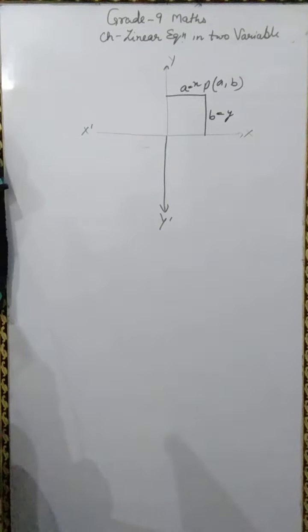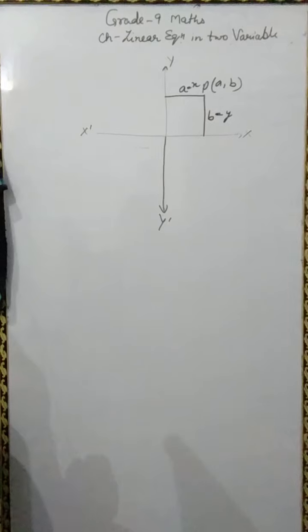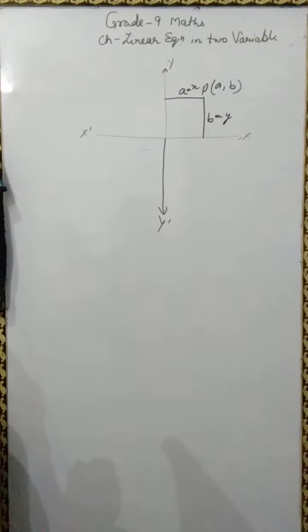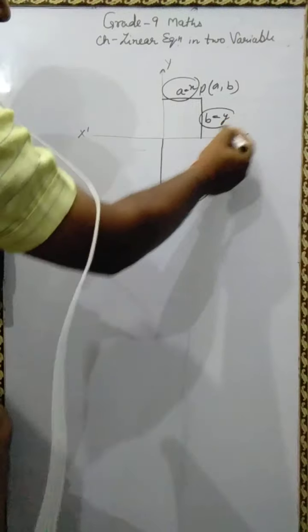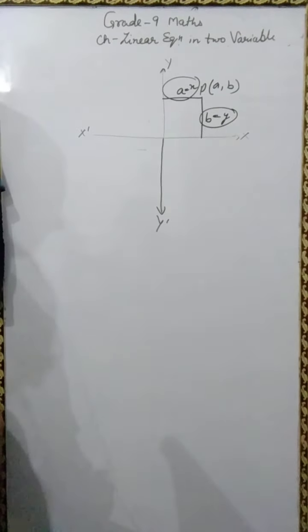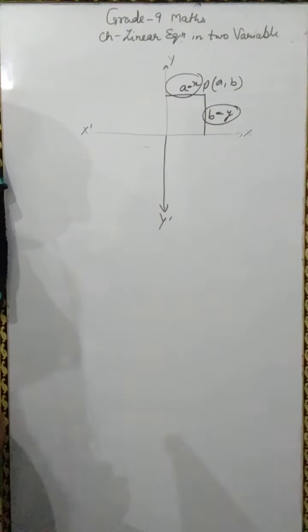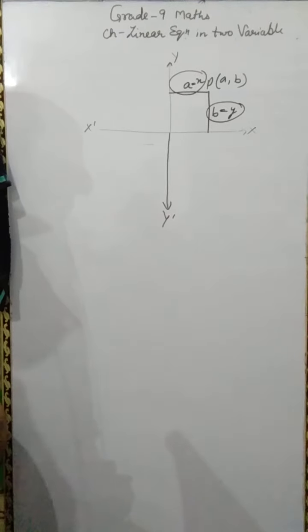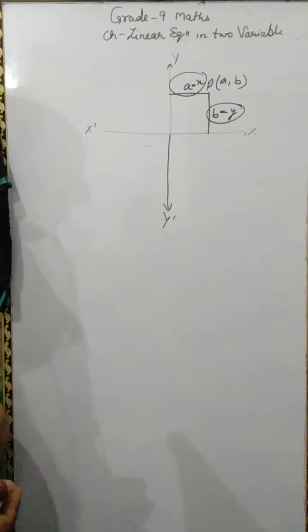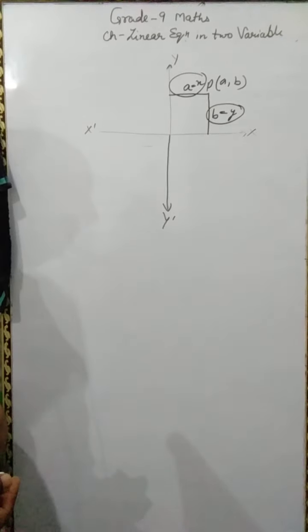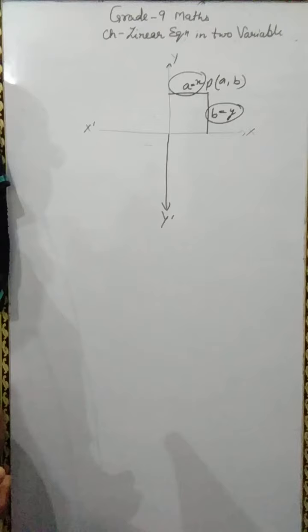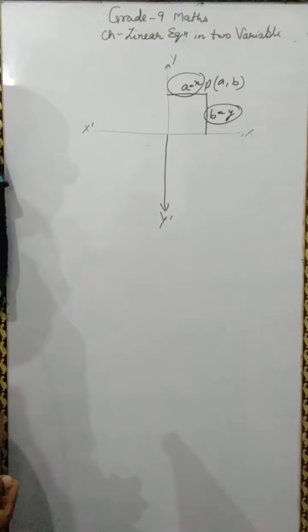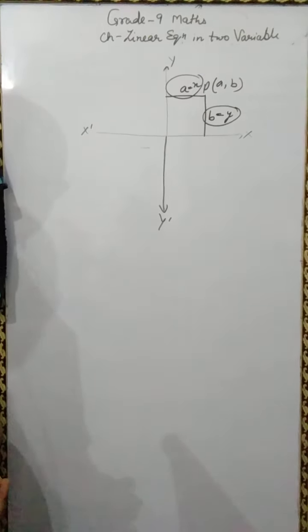So we can define it: the abscissa is the distance from the y axis, and the ordinate is the distance from the x axis. So remember this, this is the definition of abscissa and ordinate. Abscissa means the distance from the y axis and ordinate means the distance from the x axis. Okay.